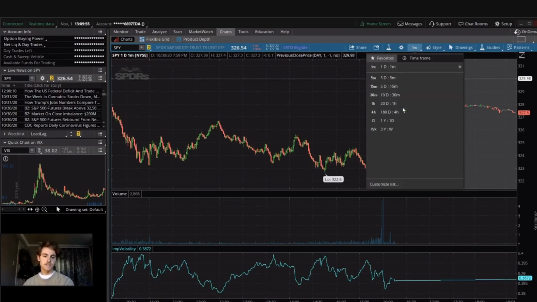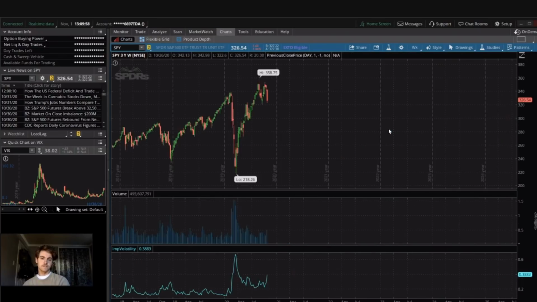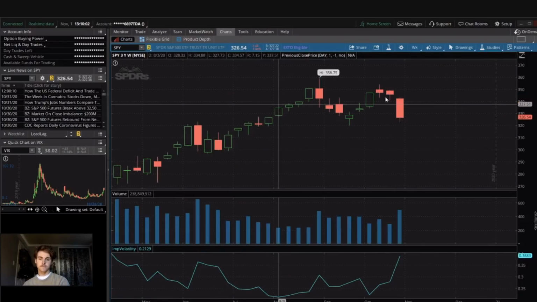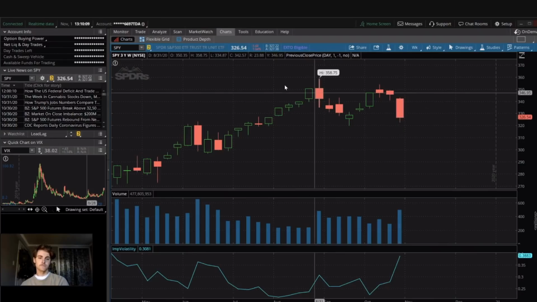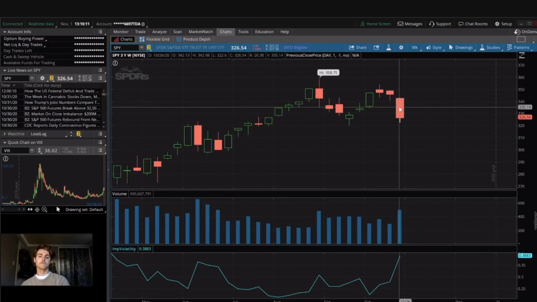Let's do a 3-year weekly chart, and then usually zoom in a little bit. The biggest thing here is whenever you put your cursor on a candle, you'll see the O, H, L, and C. The O is going to be your open. H is going to be your high. L is going to be your low, and C is going to be your close. And R is your range.